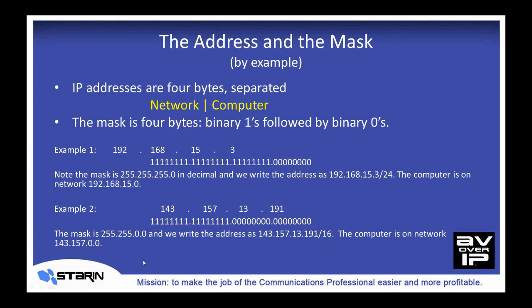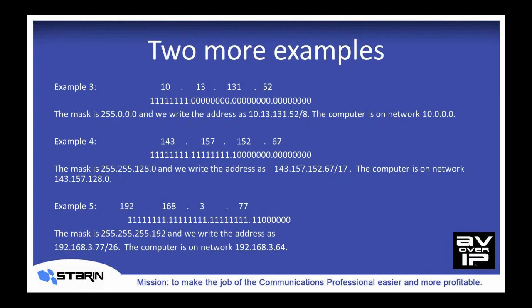And this tells us that the network is 143.157.0.0 because the 16 bits tell us that these 2 bytes here designate the network. And so we use the lowest possible value at this end to make the network address 143.157.0.0. Here's another example. In this example, we have a class A address, and by convention, if it worked out nicely and we didn't need to subdivide the network any further, we could say the network was 10.0.0.0, and this computer is 13.131.52 on that network 10.